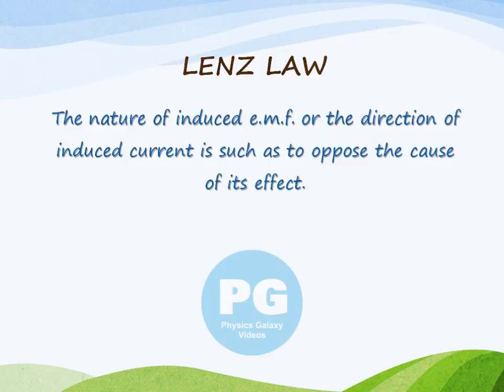This law states that the nature of induced EMF, or the direction of induced current, is such as to oppose the cause of its effect. Read it once again. The nature of induced EMF, or the direction of induced current, is such as to oppose the cause of its effect. What is the cause of that? So we all know that the cause of this induced current is the magnetic flux.